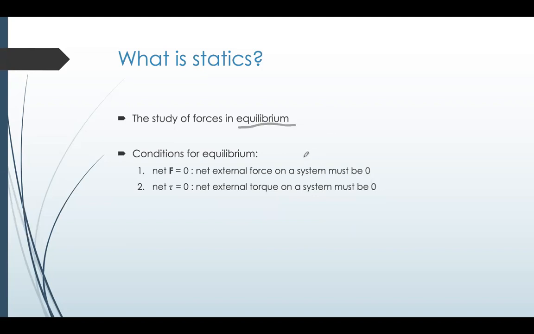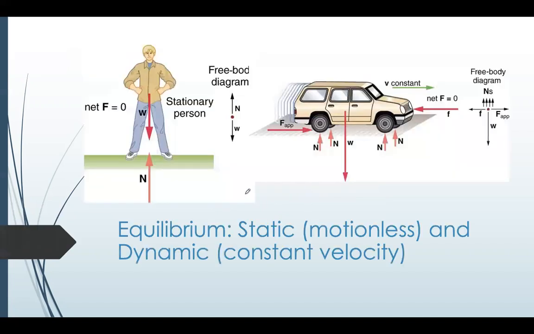But in order for it to be in true equilibrium, we have to have another condition, and that is going to be about torque. So we have two conditions here. Again, the net external force must be zero, but also the net external torque on a system must also be zero. We're going to go into depth on torque today.